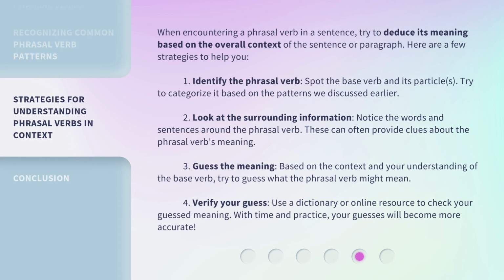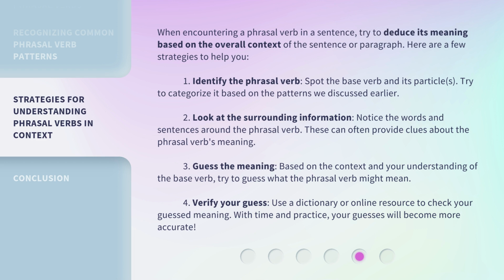When encountering a phrasal verb in a sentence, try to deduce its meaning based on the overall context of the sentence or paragraph. Here are a few strategies to help you. 1. Identify the phrasal verb. Spot the base verb and its particles. Try to categorize it based on the patterns we discussed earlier. 2. Look at the surrounding information. Notice the words and sentences around the phrasal verb. These can often provide clues about the phrasal verb's meaning.